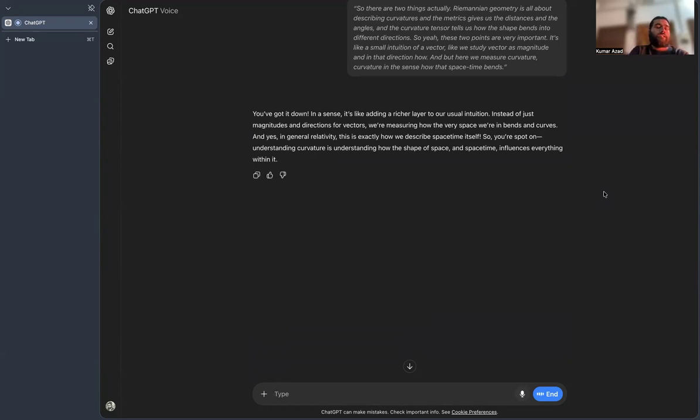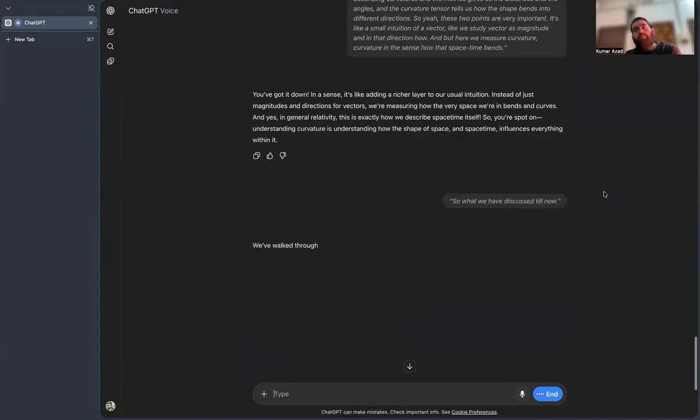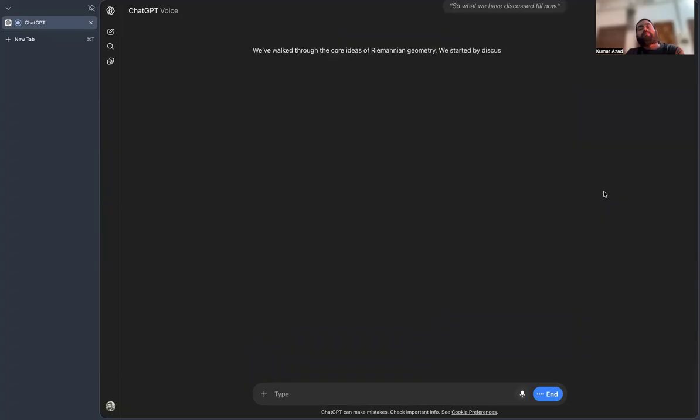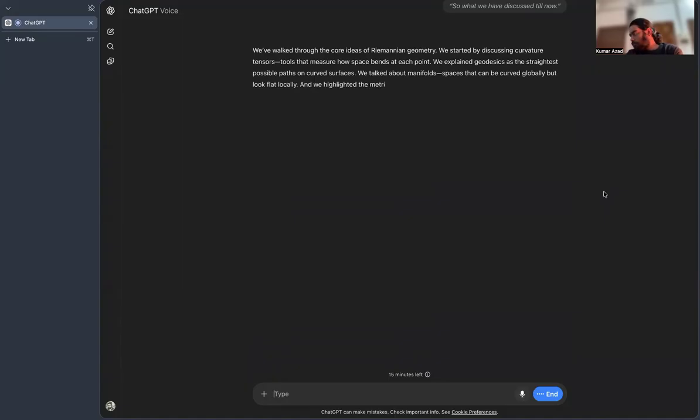So what have we discussed till now? We've walked through the core ideas of Riemannian geometry. We started by discussing curvature tensors, tools that measure how space bends at each point. We explained geodesics as the straightest possible paths on curved surfaces. We talked about manifolds, spaces that can be curved globally but look flat locally. And we highlighted the metric, which gives us a way to measure distances and angles on these curved spaces. All in all, we've built a picture of how to measure and understand curvature and shape mathematically.